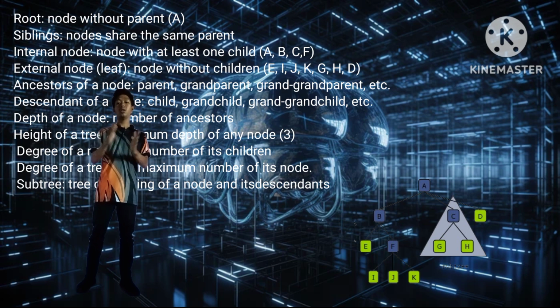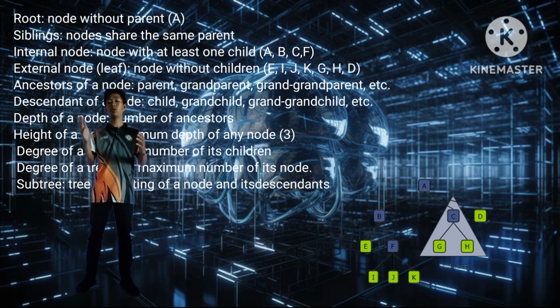So the depth of a node is the number of its ancestors, and then the height of a tree is the maximum depth of any node. So the maximum depth of the example is 3. And then there is what we call the degree. The degree of a node is the number of its children, and the degree of a tree is the maximum degree of its nodes. And then there is what we call the subtree, a tree consisting of a node and its descendants.